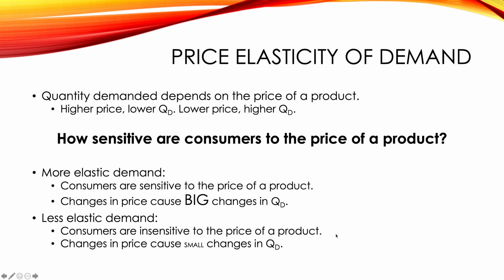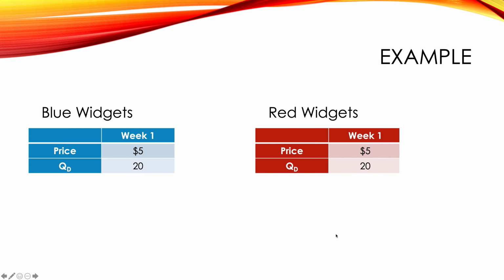So let's look at an example to maybe clarify this point, right? We've got two goods here. We've got blue widgets and red widgets. Now in week one, these goods are basically identical, right? Each one costs $5 per widget. You can see that in the first row of each table. And at a price of $5, the quantity of blue widgets demanded is 20, and the quantity of red widgets demanded is also 20. Now let's imagine we move to week two.